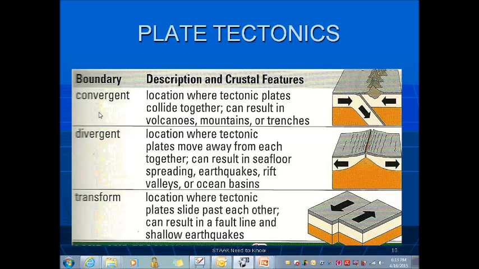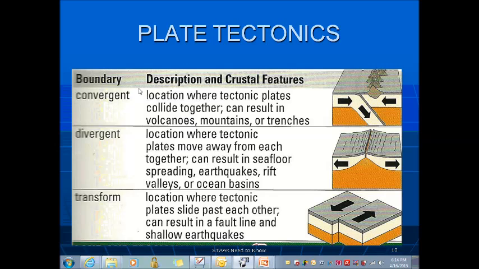The last example would be if it was ocean to ocean convergence, meaning that the two ocean plates are colliding with each other. If that happens, the more dense or older ocean plate will subduct or go under the younger oceanic plate, and we'll get underwater volcanoes. Eventually, those underwater volcanoes will erupt and come above the water and form a volcanic island. We call those hot spots.